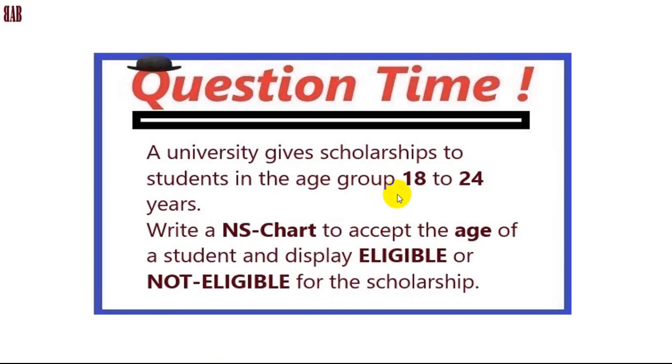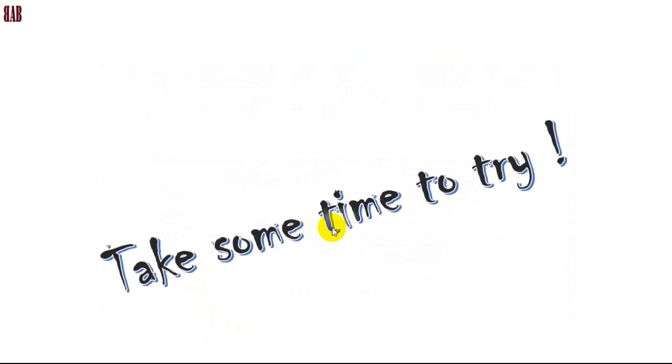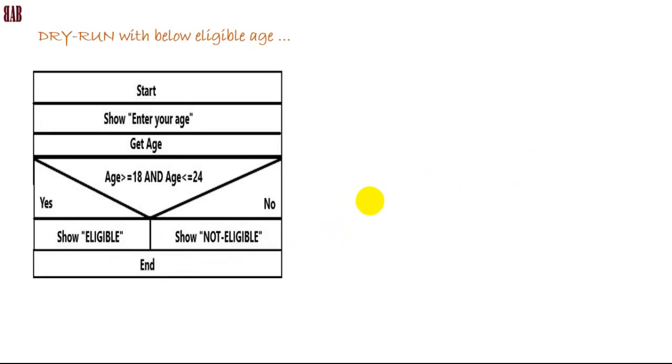Take the age, check whether the age is within this age group. If it is, say eligible. If it is not in this age group, you have to say not eligible. Okay? So once again, we want you to take some time and try this on your own before you watch the rest of the video. Right, so let's go through our solution of this exercise. This is basically what we have done.